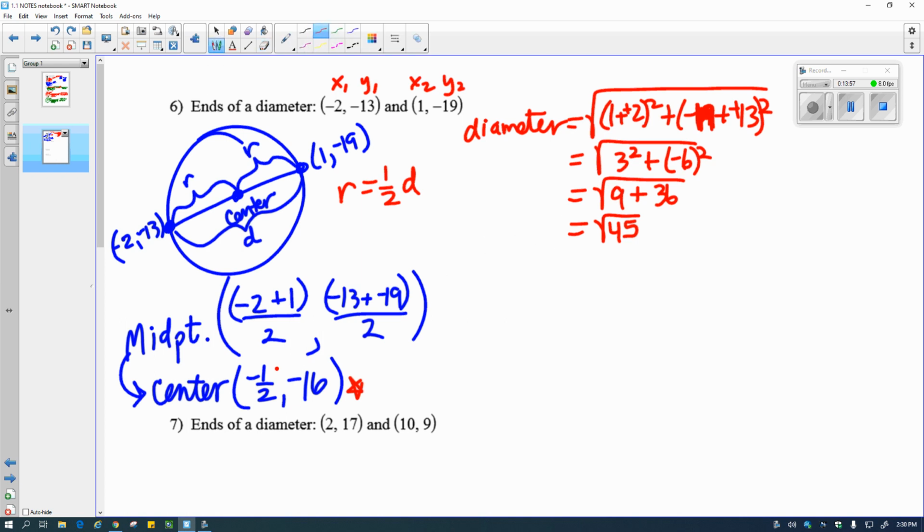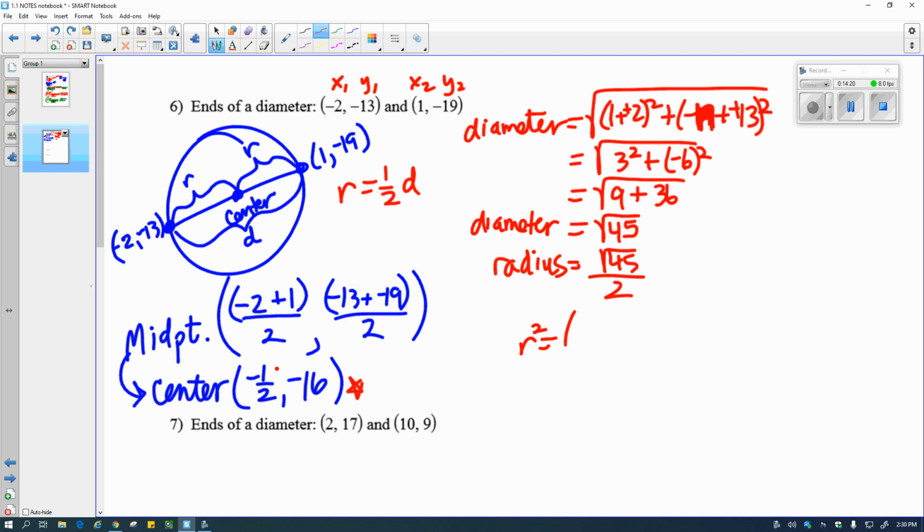That's the diameter, and I want the radius. So the radius is half of that. Don't overthink it. I'm just going to take the square root of 45 and cut it in half, so I stick a 2 underneath it. But again, remember, the radius is not what I'm using. I'm using r squared in the formula, so I have to square this whole thing.